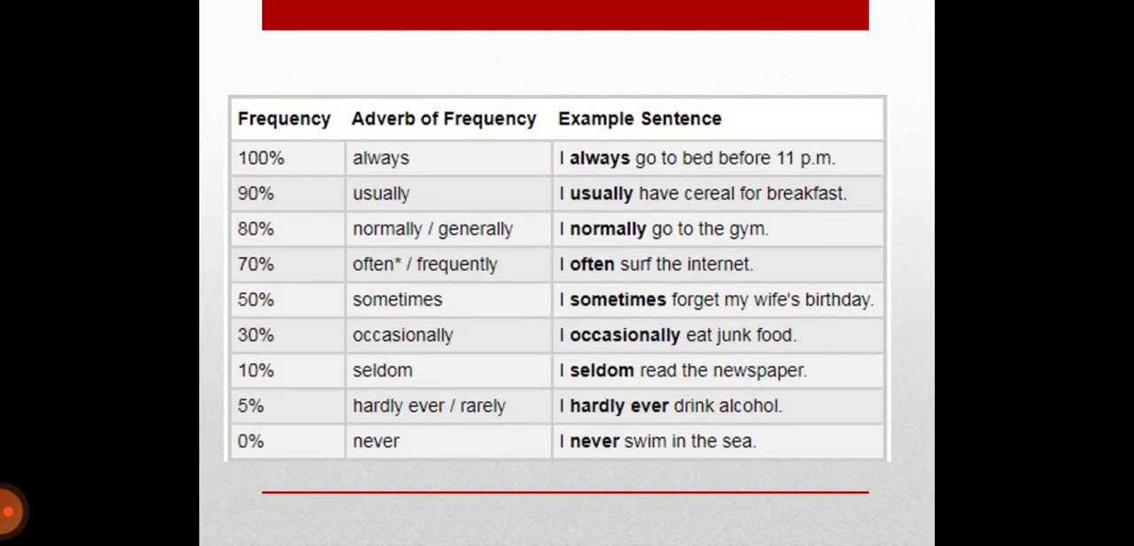This table shows the rate for each frequency adverb, and you can see that always indicates 100% repetition, and we see that never indicates 0% repetition. That's why it is used with negative sentences, and the same for hardly ever, rarely, seldom. And the rest of the frequency adverbs take different percent to indicate repetition.